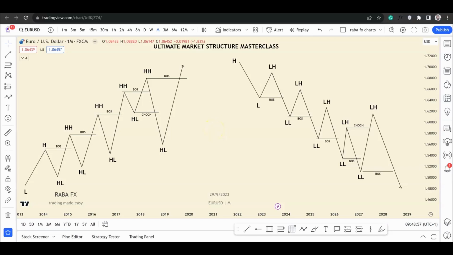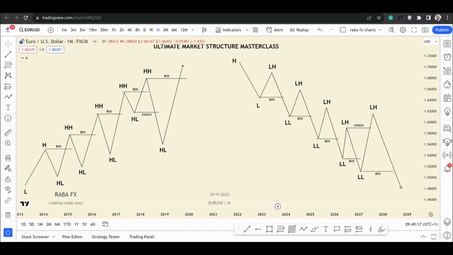In this video, I will explain market structure in a way that a 6-year-old child will understand. If you have been struggling with market structure, this is the video for you. Because in this video, I will show you what constitutes a trend, how to identify a reversal in the market.